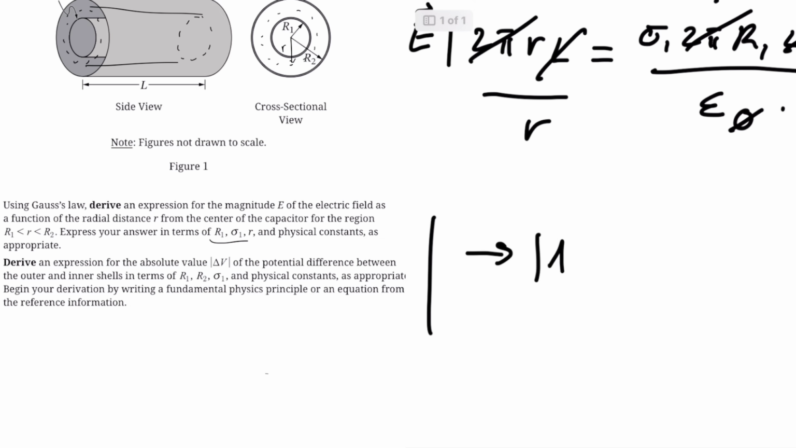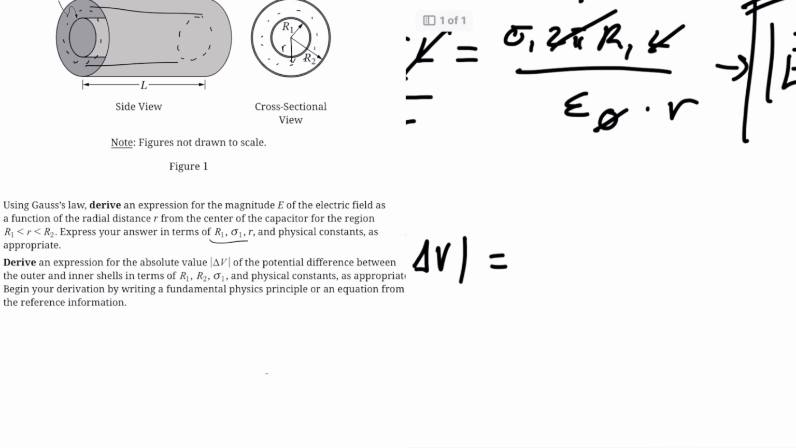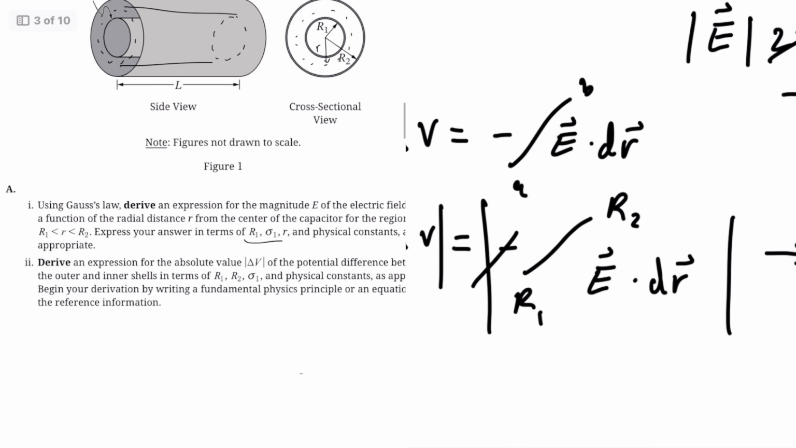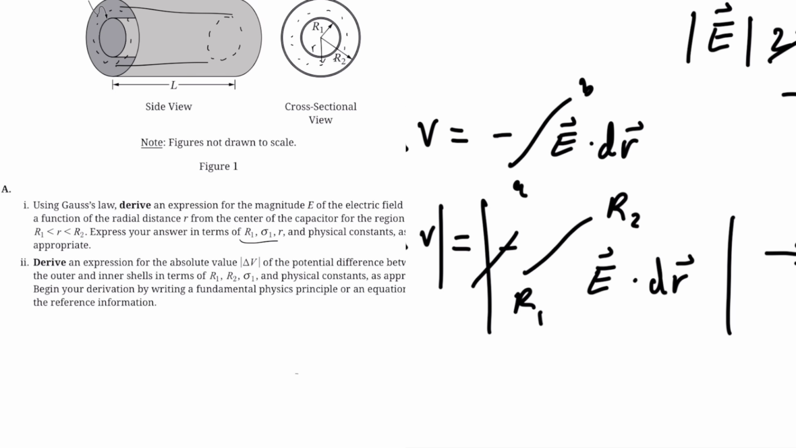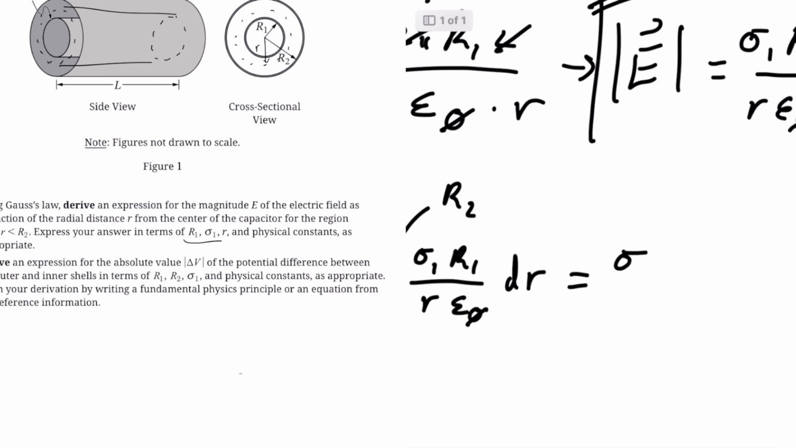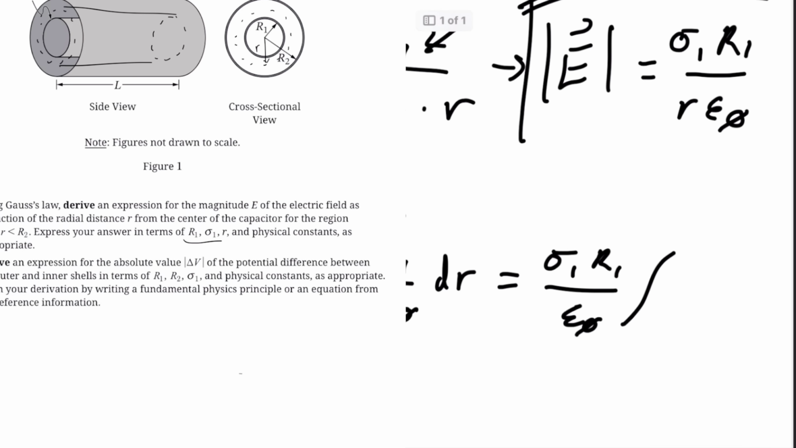So now I get that the absolute value is equal to the integral from R1 to R2. And now this E expression for that distance, remember we derived it from R1 to R2, so we can integrate that E in order to get the potential difference. And we'll sub in our equation right here, sigma 1 R1 over R epsilon naught dr. Now this is looking like an actual solvable integral, so I'll pull out my constants. Sigma 1 R1 over epsilon naught. See, we're doing it. And then we get R1 to R2, 1 over R dr.